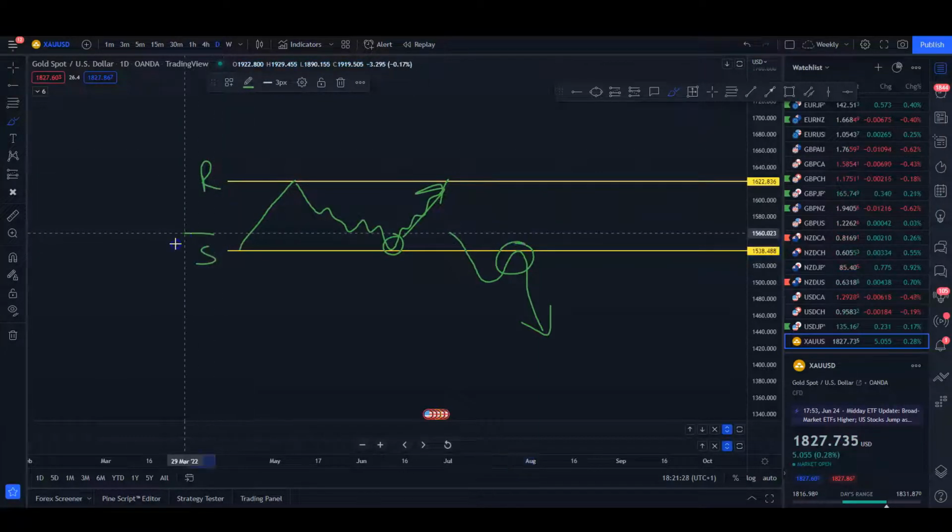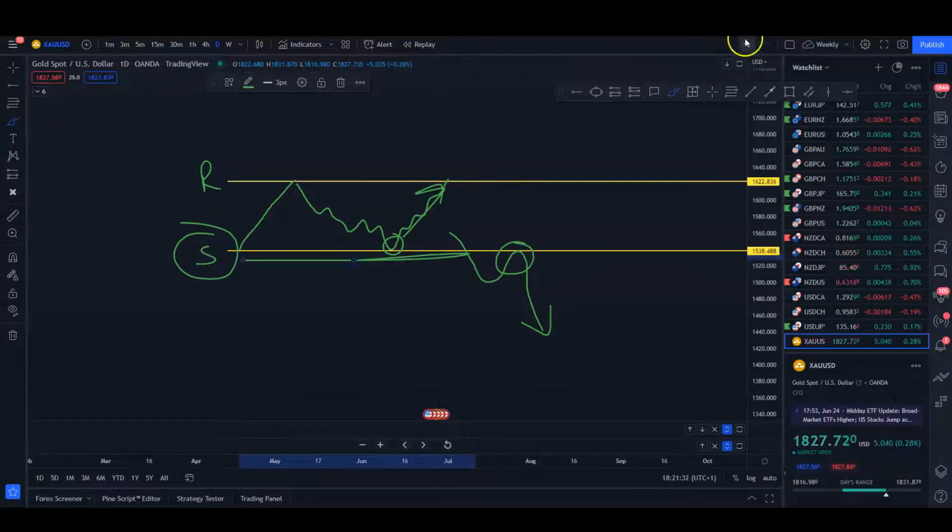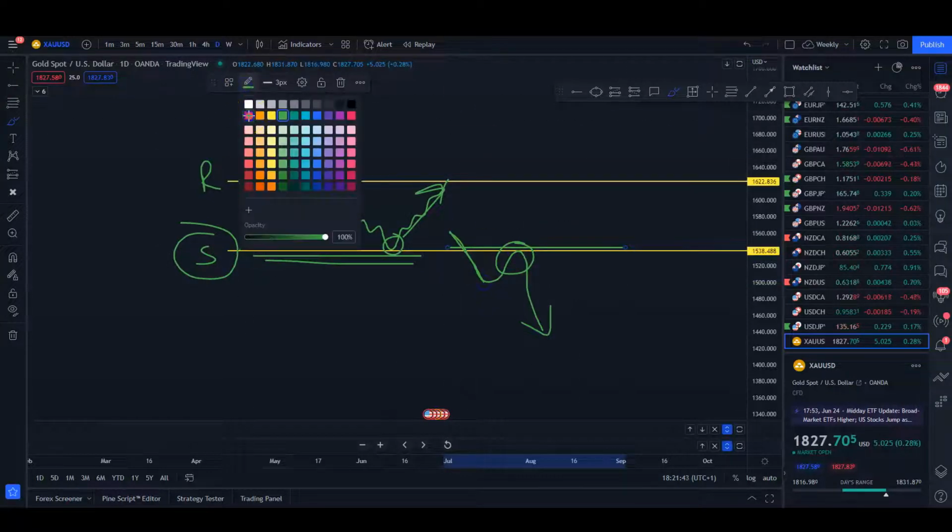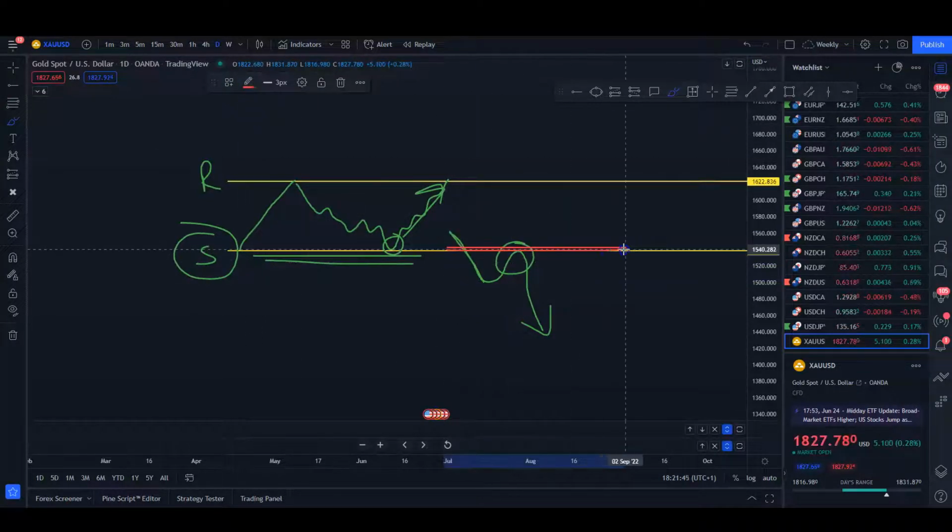Where this was previously a support level in this area, it was previously support all here. Once price comes through it, it has now turned into a resistance level. It's now become an area where price comes below, comes back up to, and fails to break above, making this a new resistance line.